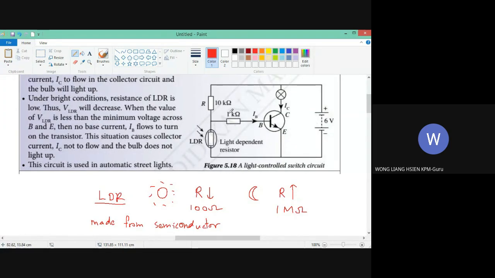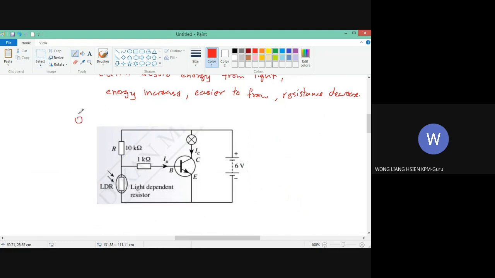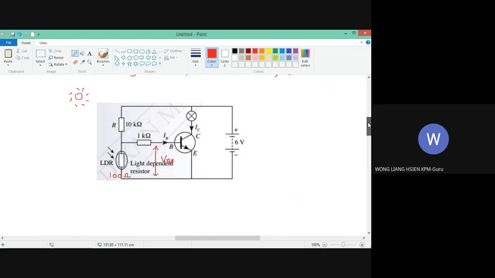So you see, this is 6 volt. If during daytime the LDR is only about 100 ohm, we can calculate how much voltage there is between the base and emitter. So how do we calculate the voltage?